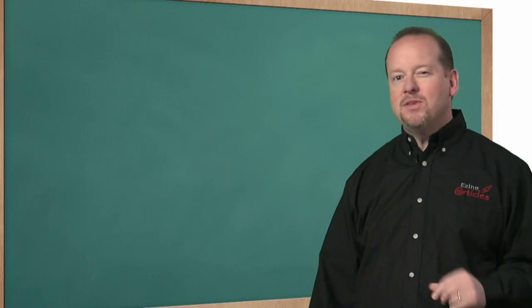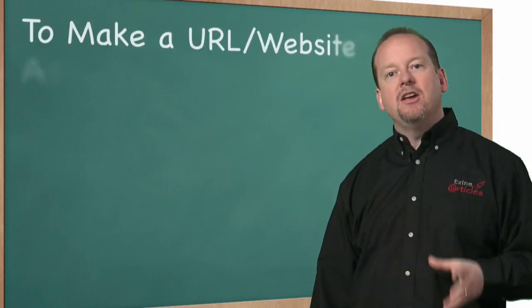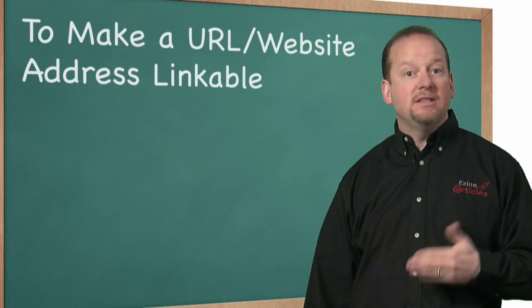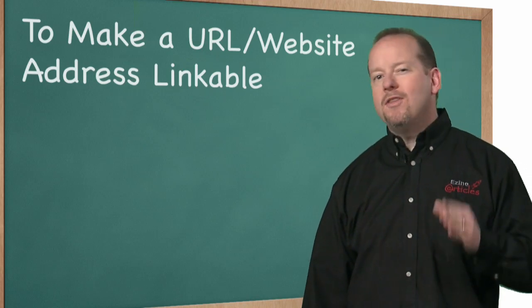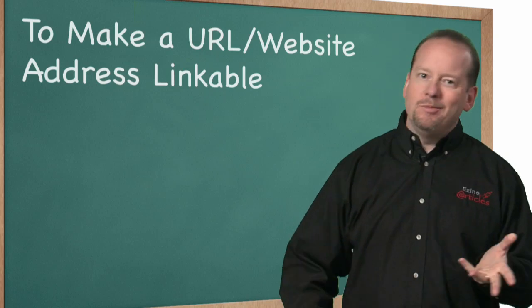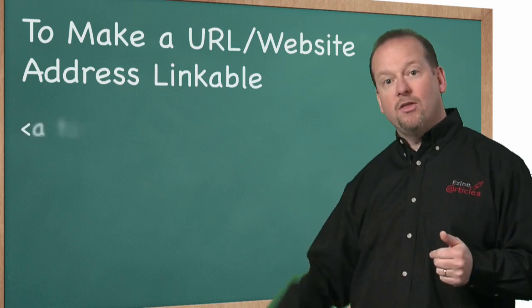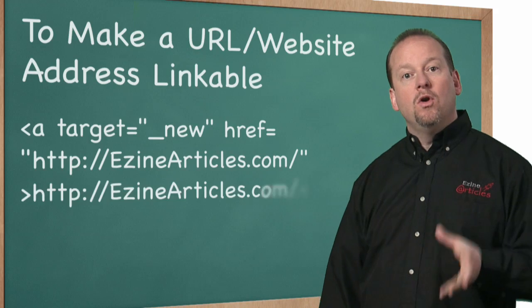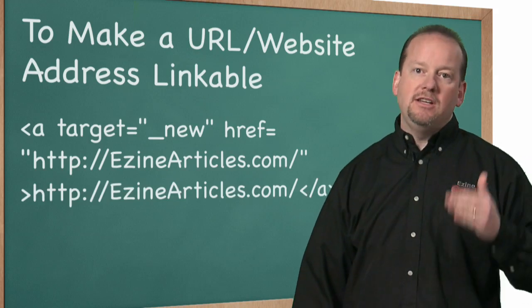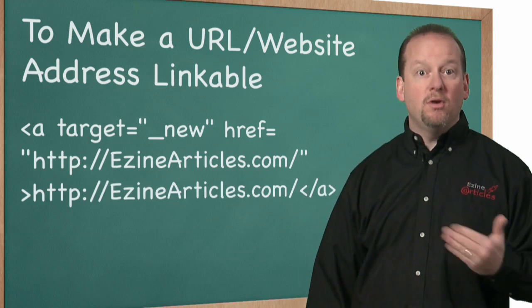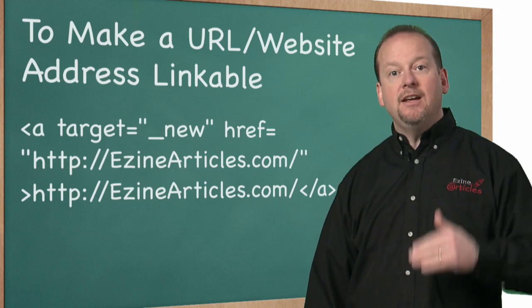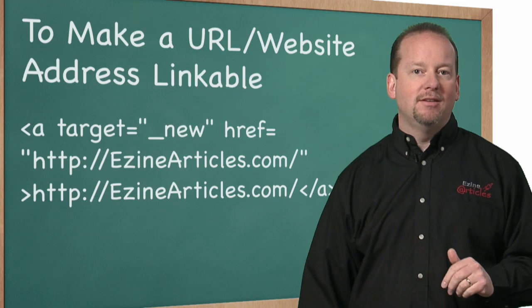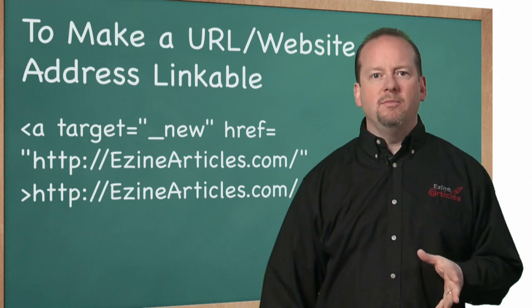Now last, and maybe most importantly, is how to make a URL or website address linkable and clickable. To do that, you need more than a simple tag. You need a little bit of code, and that code's right here on the right. This code will make the URL http://EzineArticles.com link to EzineArticles.com. Now let's break this code down a little bit.